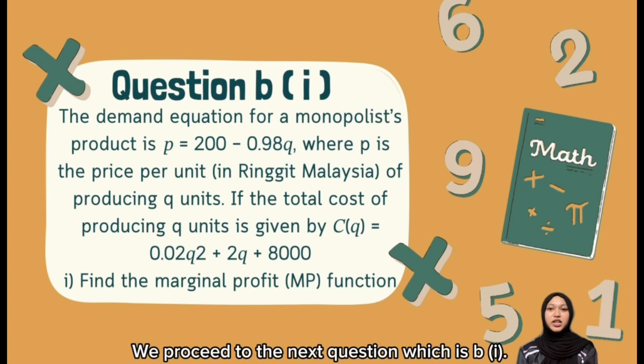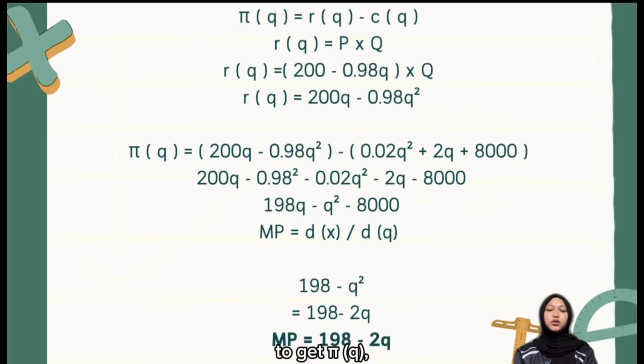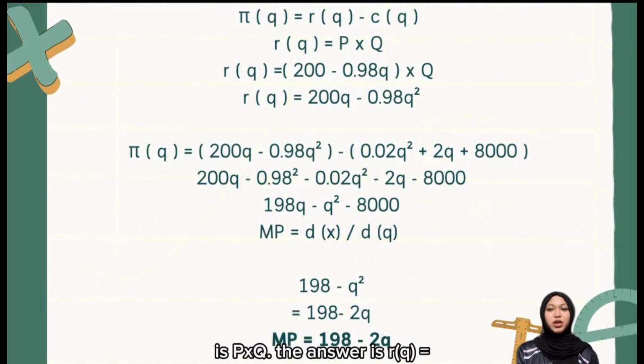We proceed to the next question, which is B1. The question told us to find the marginal profit MP function. To get pi(Q), R(Q) minus C(Q), but R(Q) is not given, so we have to find R(Q) first. The formula for R(Q) is P multiply Q. The answer for R(Q) is R(Q) equal to 200 minus 0.89Q multiply Q. So R(Q) equal to 200Q minus 0.89Q squared.